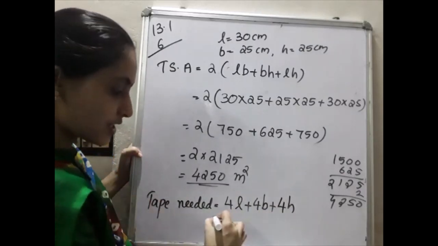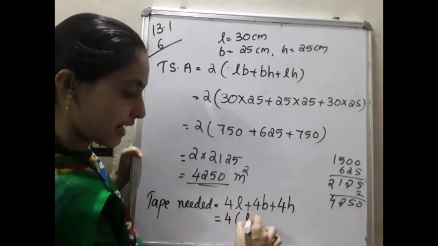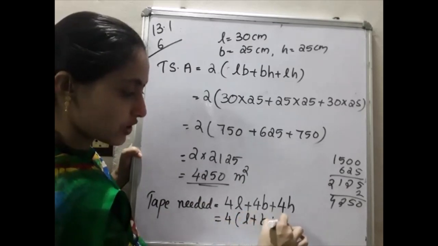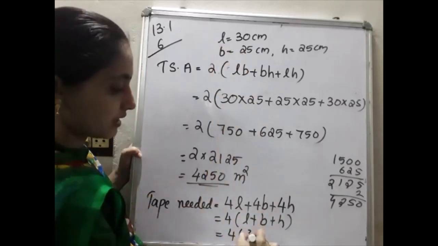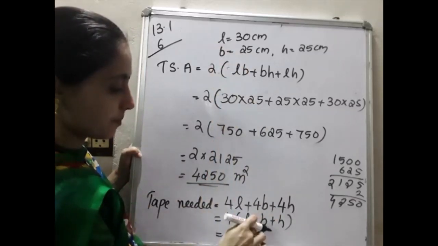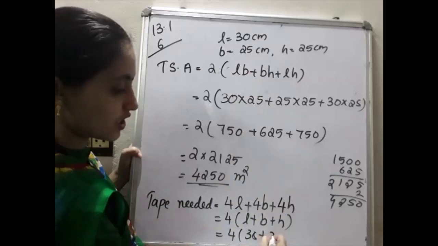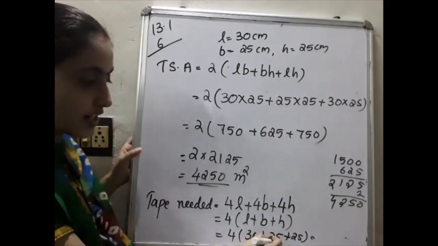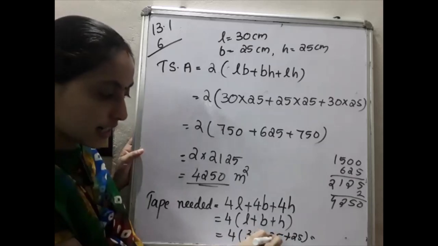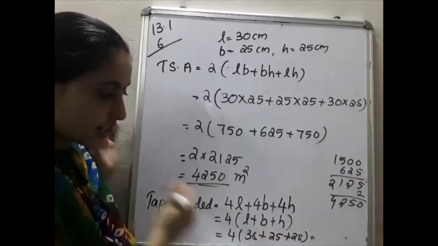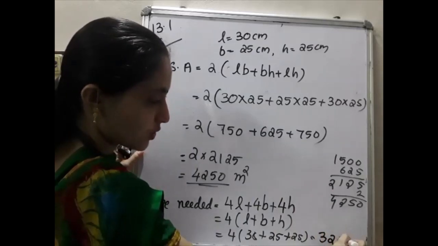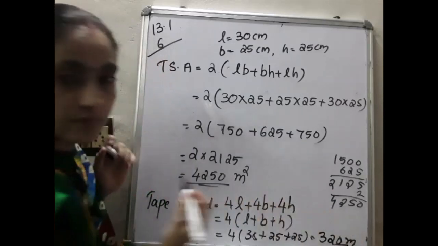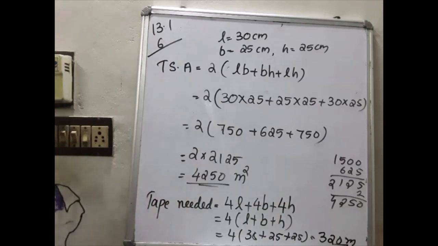Is it clear? So 4 is common here. So remaining L plus B plus H, that is equal to 4 into L, which is given as 30, plus breadth 25 plus 25. That is 30 plus 50, 80. 80 into 4 is what? 320.